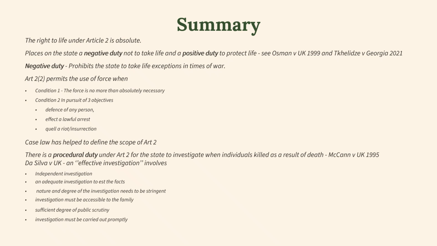Case laws help to define the scope of Article 2. There's also a procedural duty under Article 2 for the state to investigate when an individual is killed as a result of force. That's in the case of McCann. And De Silva defines what an effective investigation involves. Independent investigation, an adequate investigation to establish the facts. The nature and degree of the investigation needs to be stringent. Investigations must be accessible to the family. There must be a sufficient degree of public scrutiny, and the investigation must be carried out promptly.